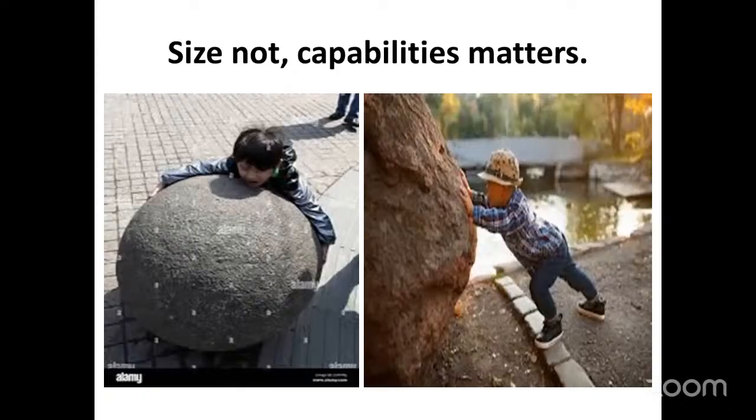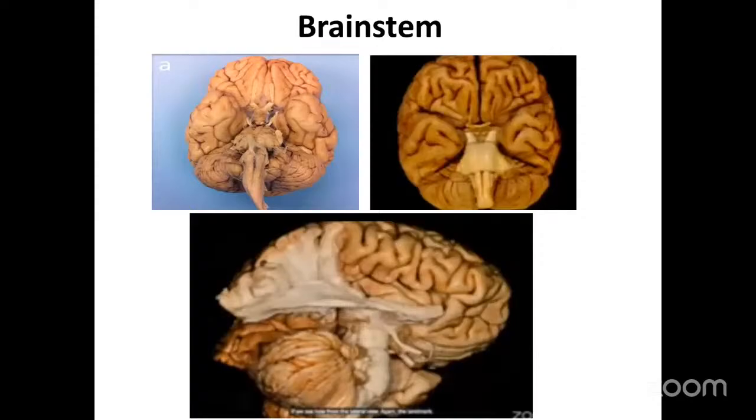There is a saying that size does not matter, but capabilities do. We can see a huge and big stone being thrown by a very small child. It's very true regarding the brainstem when we see the brain as a whole. The brainstem is just about 2 to 3% of the whole brain volume. It is so tiny and small, but so capable that it is controlling a lot of functions.